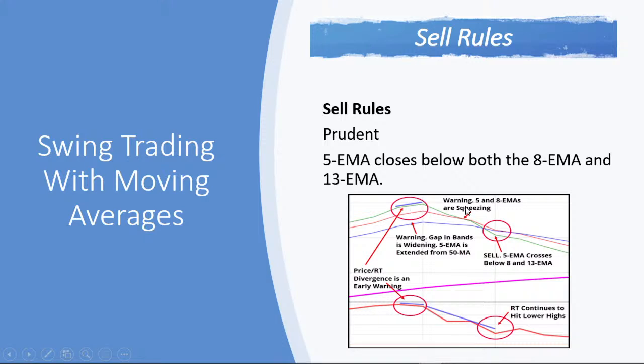Now another warning signal, before the 5 closes below both the 8 and the 13, is the 5 and the 8 squeezing together. Okay, price is obviously pulling back off of a high, and the 5 and the 8-day EMAs are squeezing together. That is another early warning signal, and if you want to take the trade off the table, then you can. Last line in the sand is the 5 closing below both the 8 and the 13. So you have opportunities, and I said this earlier, you have opportunities to sell before the 5 closes below both the 8 and the 13. If you don't want to take those and you want to stay in the trade a little longer, there's your last line in the sand.